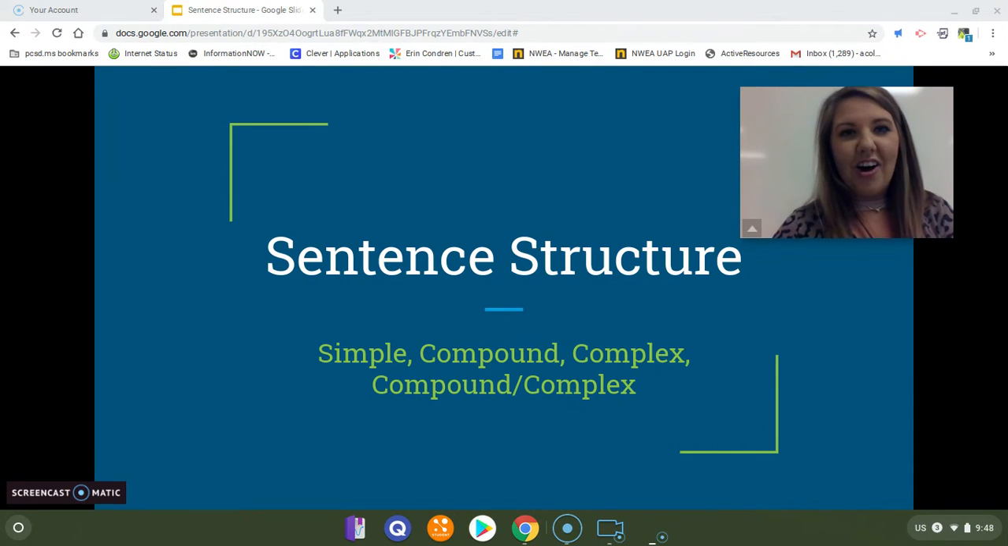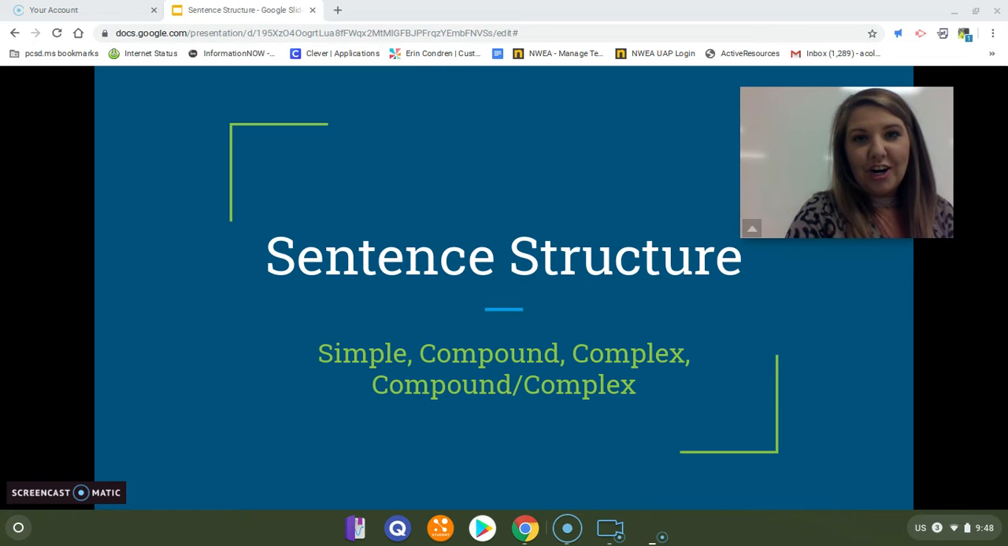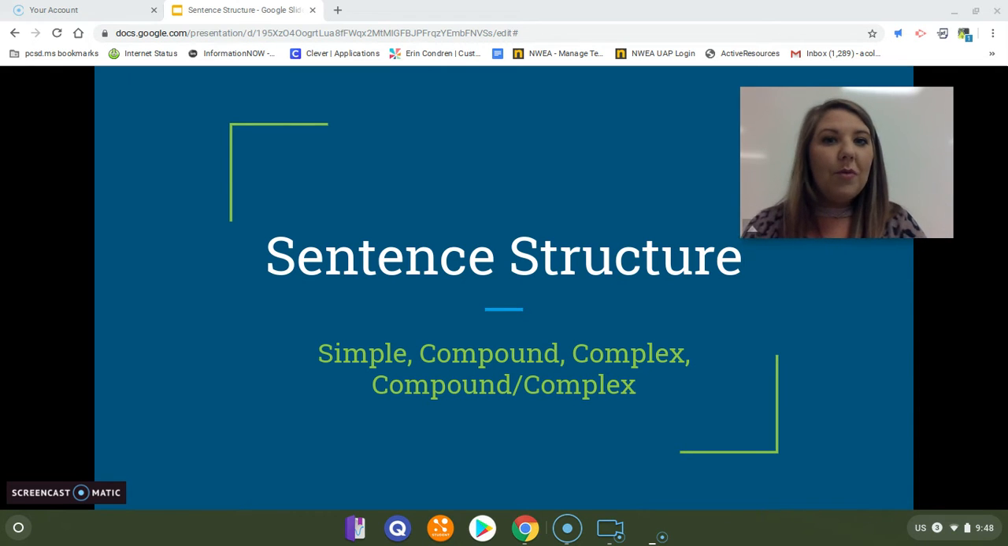Today we are going to be talking about sentence structure. It is important when we write to choose a variety of sentence structures. Yes, you can have simple sentences, but you also need compound sentences and complex sentences and even compound complex sentences when you get up in the higher grades like 6th grade. So today we are going to discuss what those are and what they look like and how you can write those types of sentences.